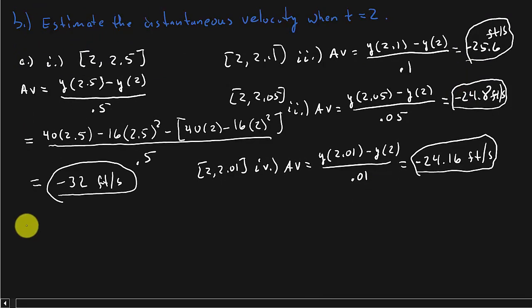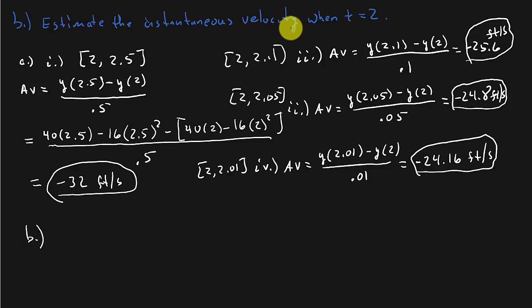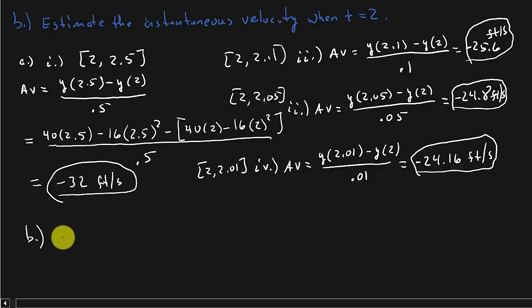And then for part B, they wanted to know the instantaneous velocity when t equals 2. Okay, so the instantaneous velocity when t equals 2 is, so think about it. What do you think it's going to be?